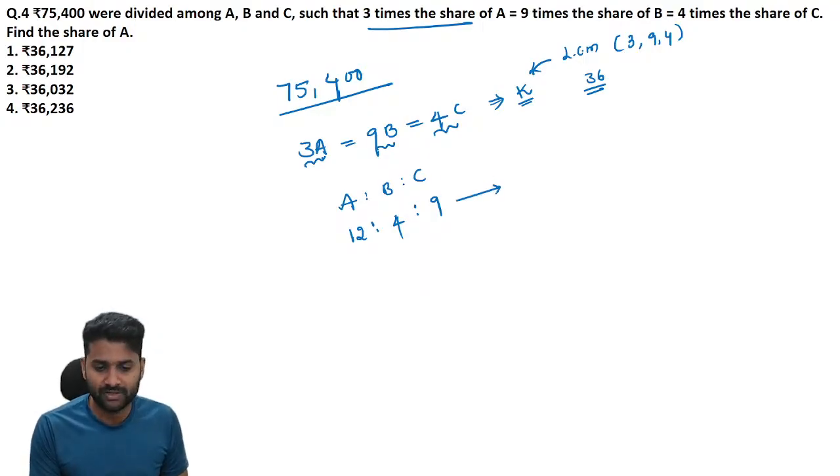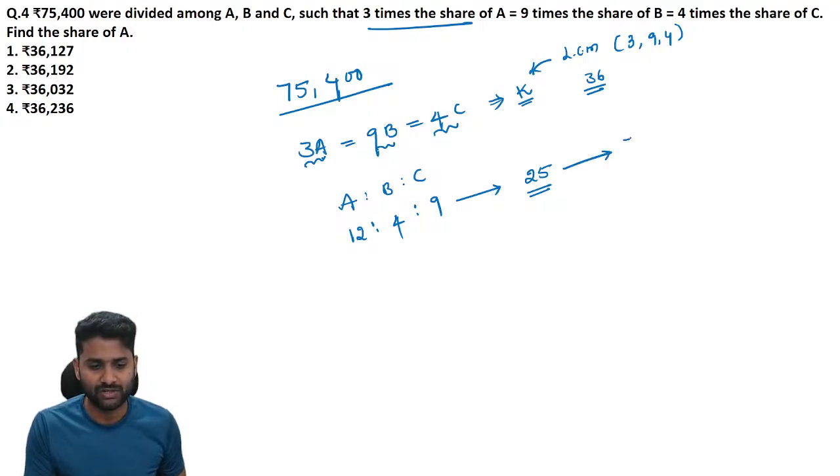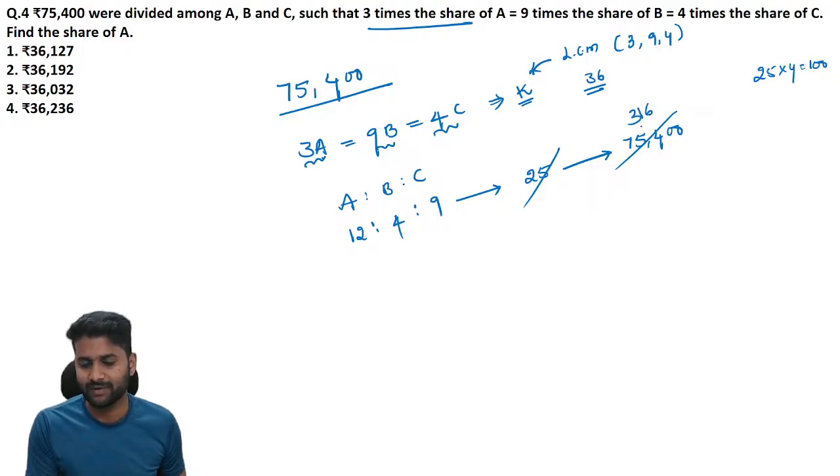So in the distribution, 12 plus 4 plus 9, the total value is 25. A will receive 12 units, B will receive 4 units, and C will receive 9 units. But according to the question, 25 units is equal to 75,400. So 75 is 3 times. In the same way, 25 multiplied by 4 is 100. Now 25 multiplied by 16 is equal to 400.